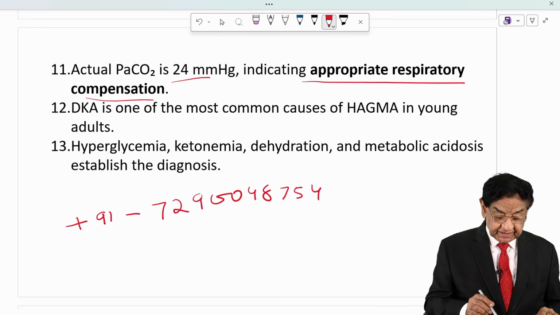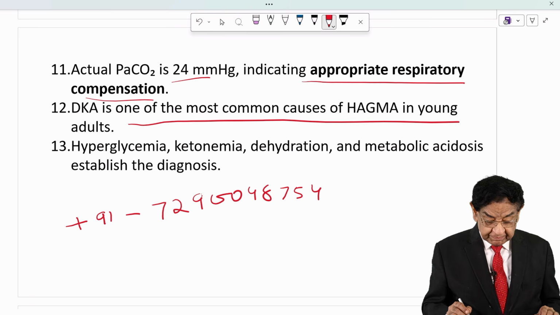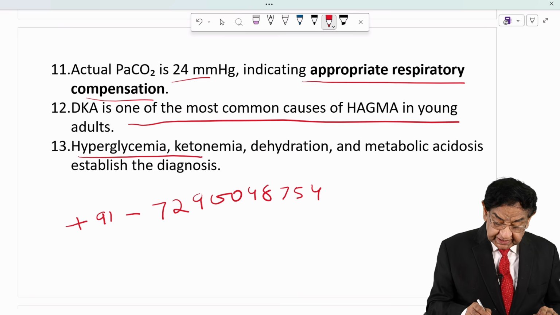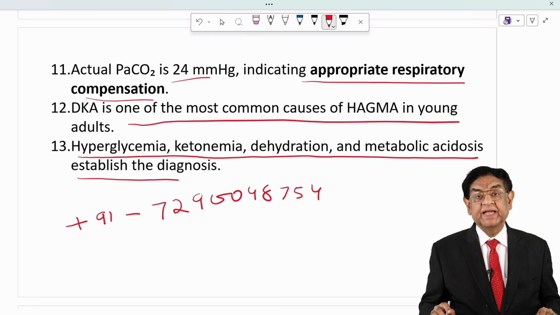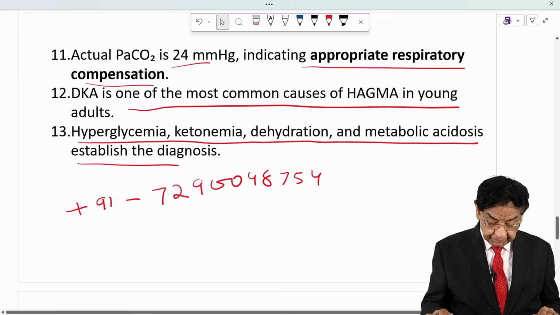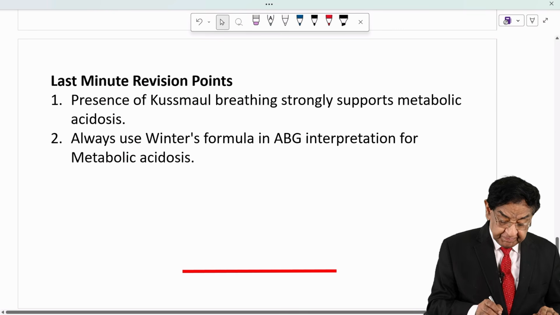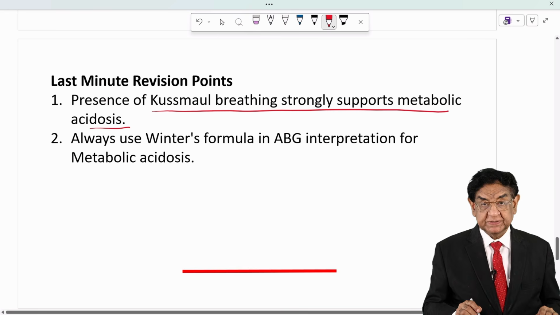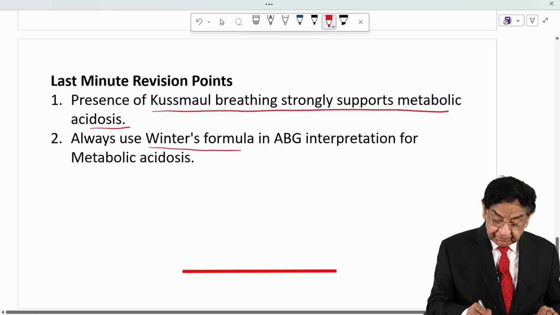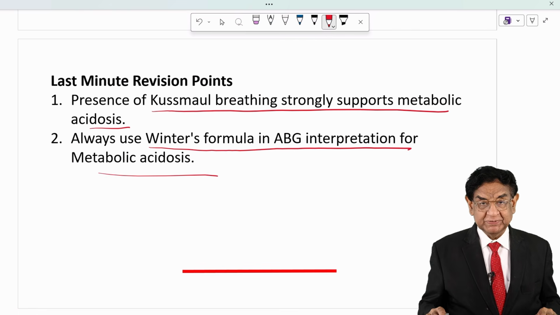So we proceed further. We got DKA, one of the most common causes of HAGMA in young adults: hyperglycemia, ketonemia, dehydration and metabolic acidosis. This established the diagnosis. Last minute revision point: presence of rapid deep breathing strongly supports metabolic acidosis. Always use the Winter formula in ABG interpretation for a case of metabolic acidosis.